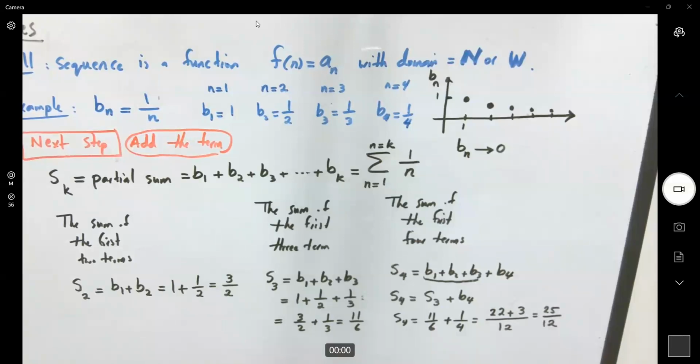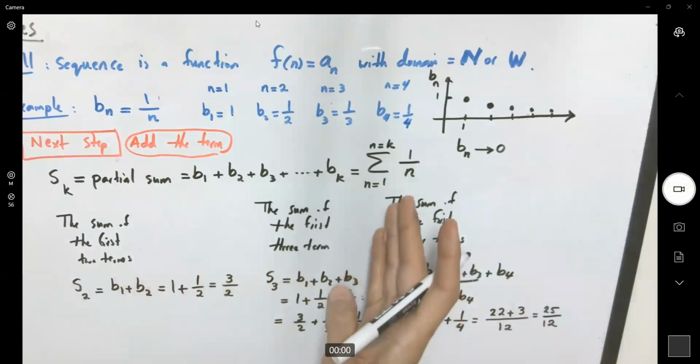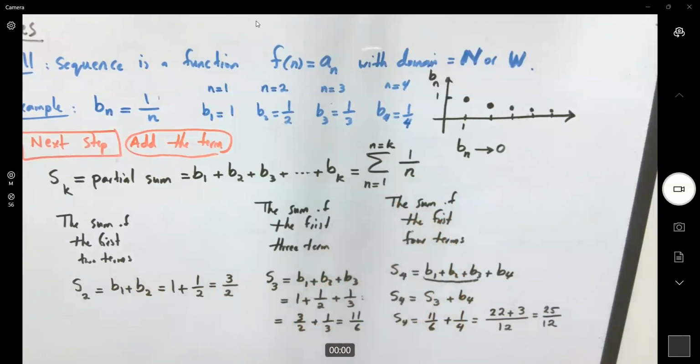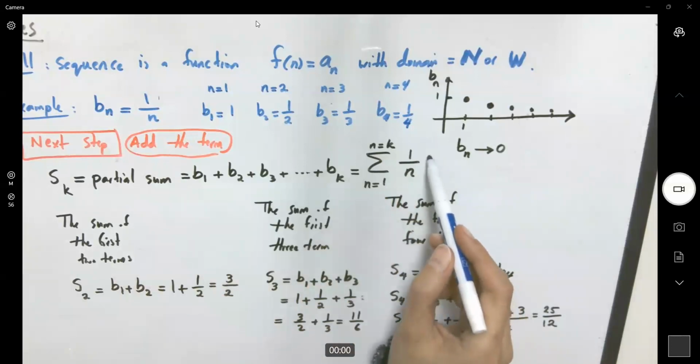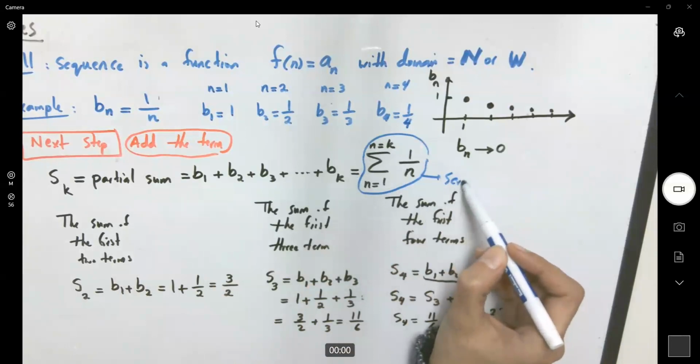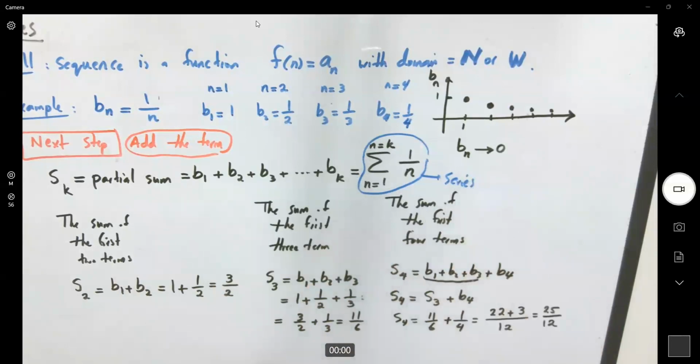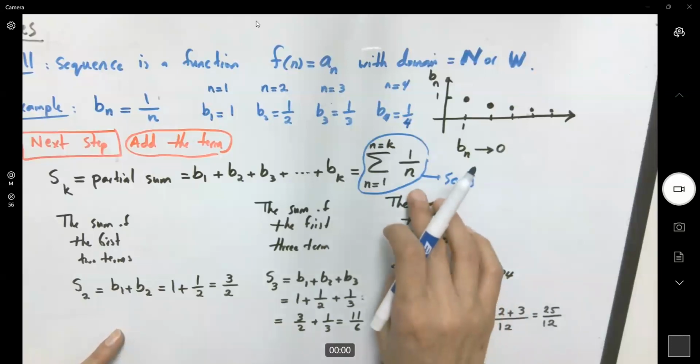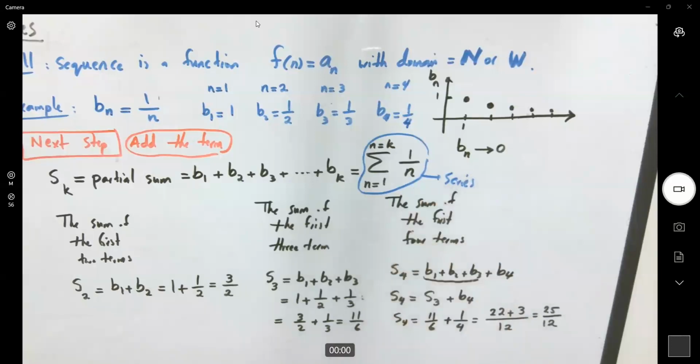So I can continue this process. I can find the sum of these terms and define something new that we call the series. This is the series, the sum or the series. And here we have the partial sums of this series, partial sum.